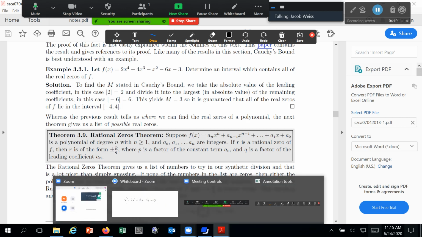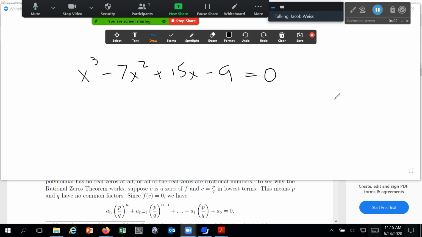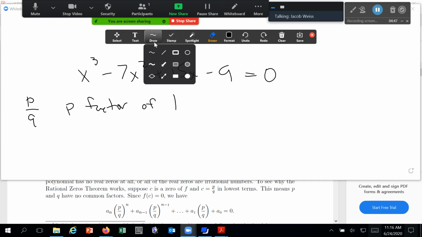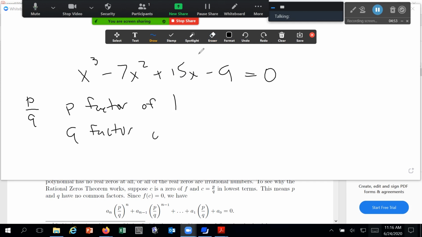All right, let's go back to our problem. Here, our rational zeros are going to be of the form p divided by q, where p is a factor of the coefficient of the biggest power of x. In this case, the coefficient of the biggest power of x is 1, because it's just 1x cubed. And q is going to be a factor of 9, our constant term.